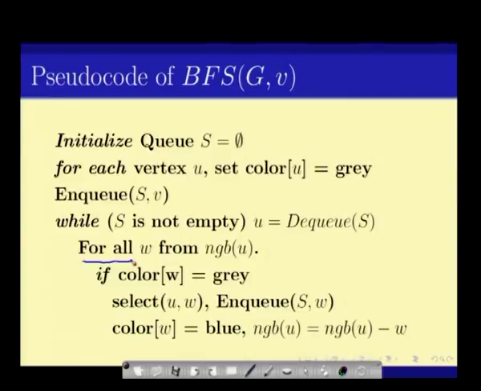For all neighbors, if the color is gray, that means that vertex has not been looked at, it would color this vertex blue, it will select that edge, it would enqueue that vertex into the queue, and the usual thing of removing it from the neighboring set. So, instead of looking at just picking one vertex and doing something, it looks at all the vertices and puts it together. So, what is the advantage of this algorithm?